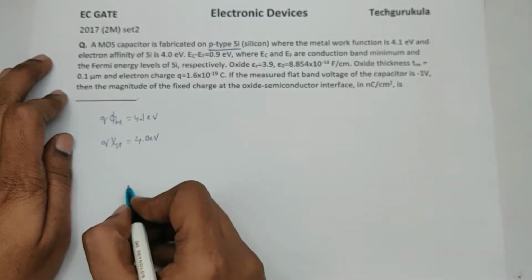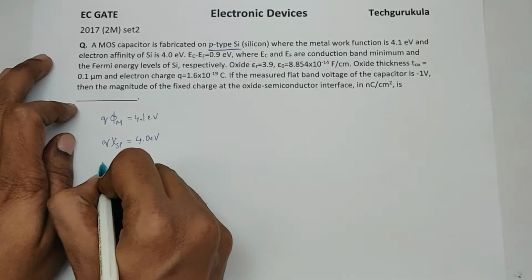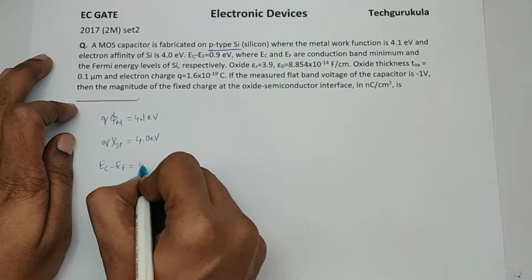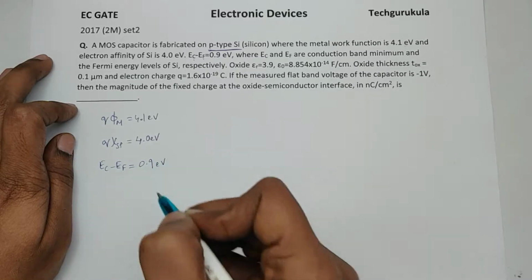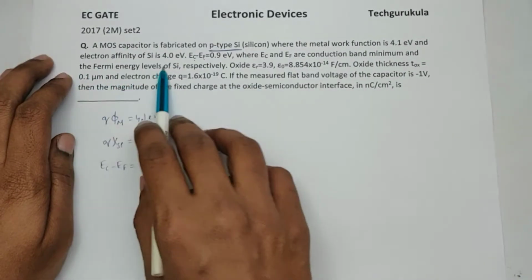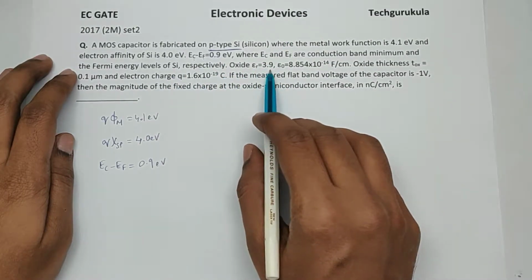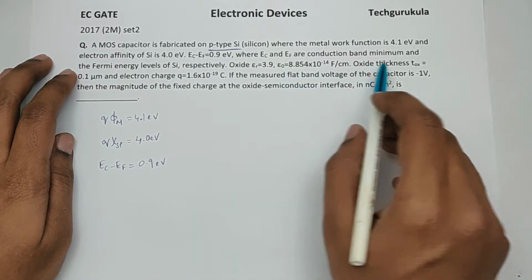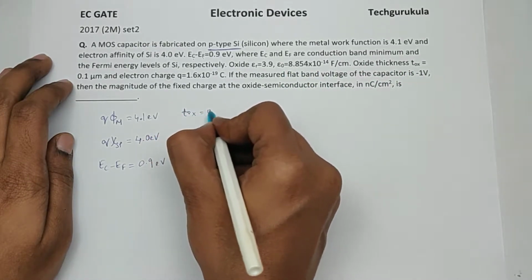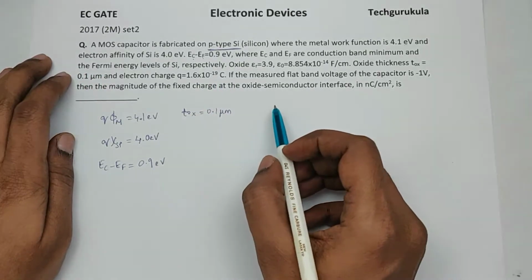4.0 electron volts, and EC minus EF of silicon is 0.9 electron volts, where EC and EF are the conduction band minimum and the Fermi energy levels of silicon respectively. Oxide epsilon R is given as 3.9 and epsilon naught is given. Oxide thickness Tox is 0.1 micrometers and the electron charge is given.